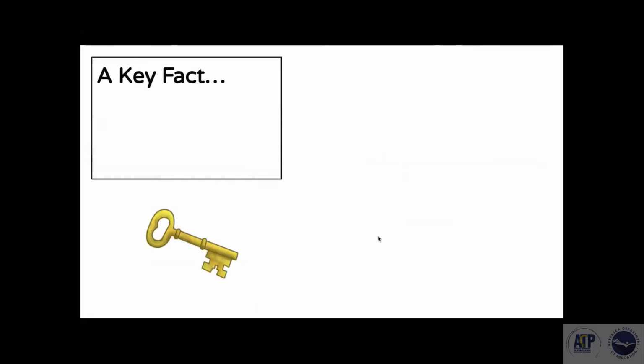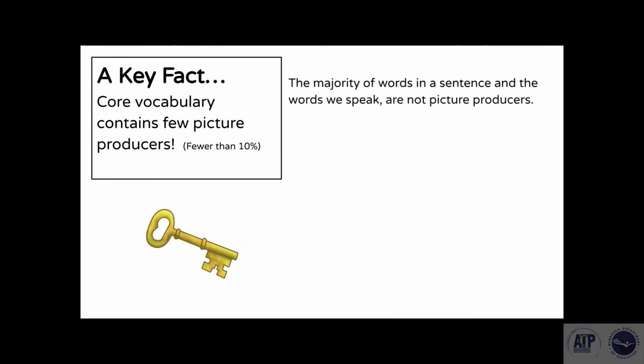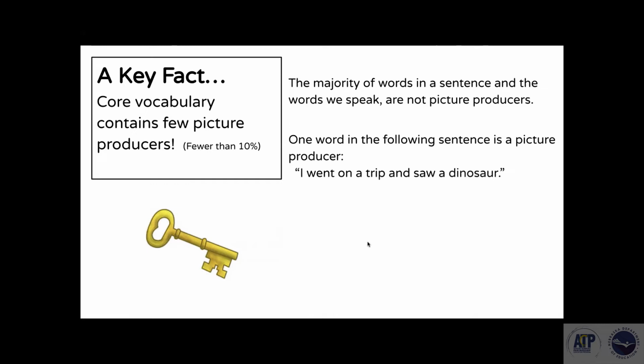Just a thing to bring up about core vocabulary: these words contain very few picture producers. Actually, less than 10% of core words are picture producers. Let me share some examples of that. The majority of the words in a sentence that we speak, read, or write are not picture producers. For example, one word in the following sentence is a picture producer. I went on a trip and saw a dinosaur. Which word is the picture producer? Yes, dinosaur. So dinosaur would be considered a fringe vocabulary word.